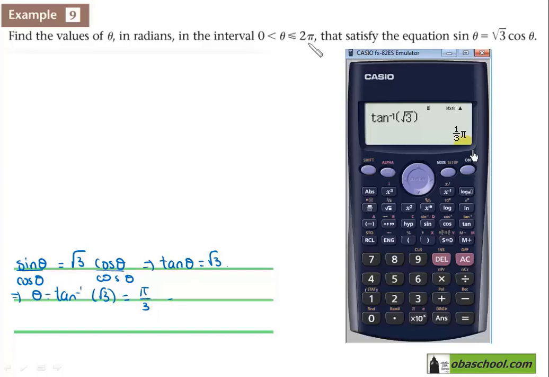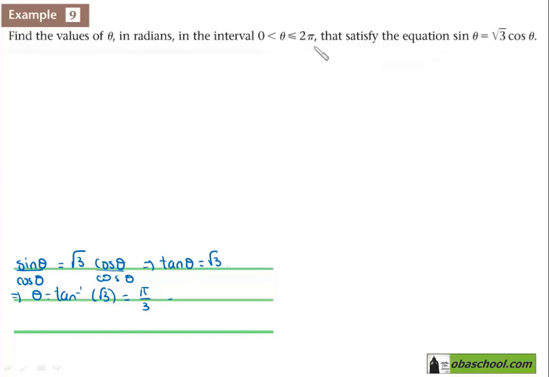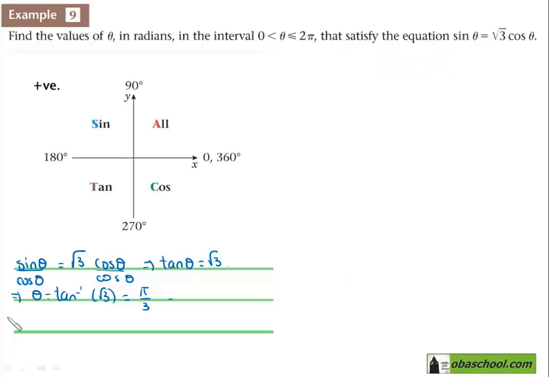Now we make sure that pi over 3 is between 0 and 2 pi. Okay, now for the second solution, we need to use the quadrants. We know that tangent theta is positive. This is pi over 3, where tan is positive. Now we need another solution where also the tan is positive. Here, tan is negative, so it is not in the second quadrant. Here, the tan is positive, so it is in the third quadrant. In the fourth quadrant, the tan is negative.